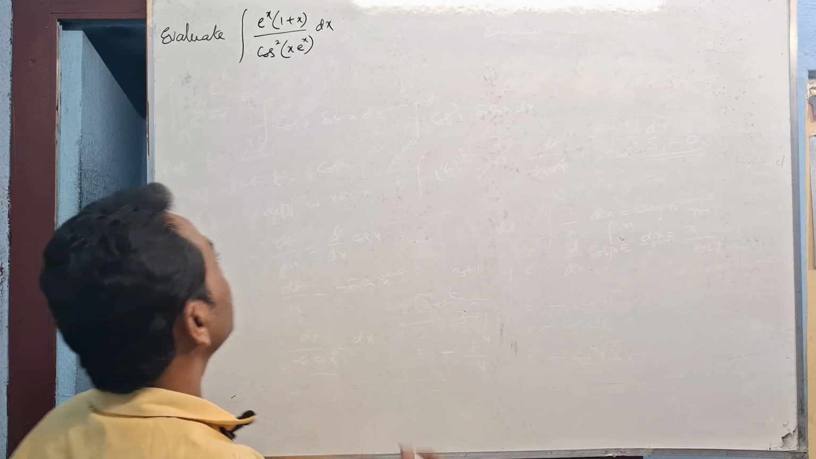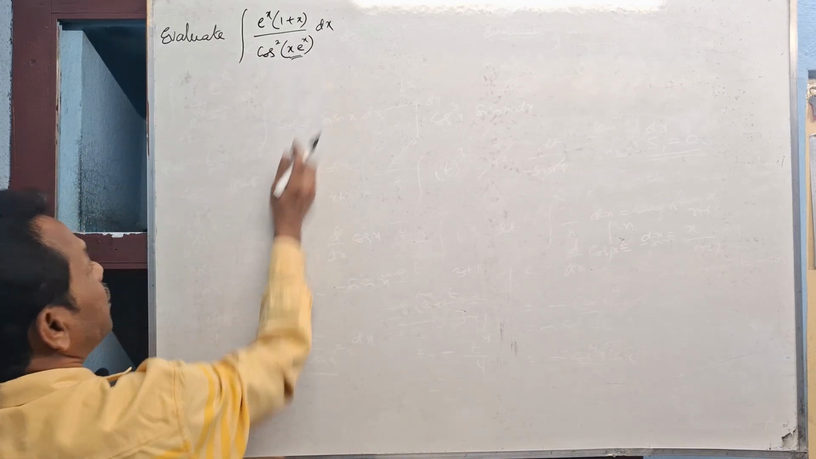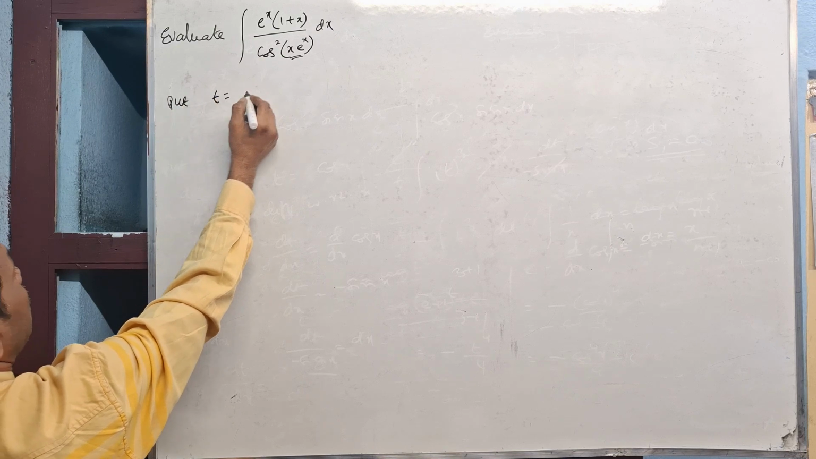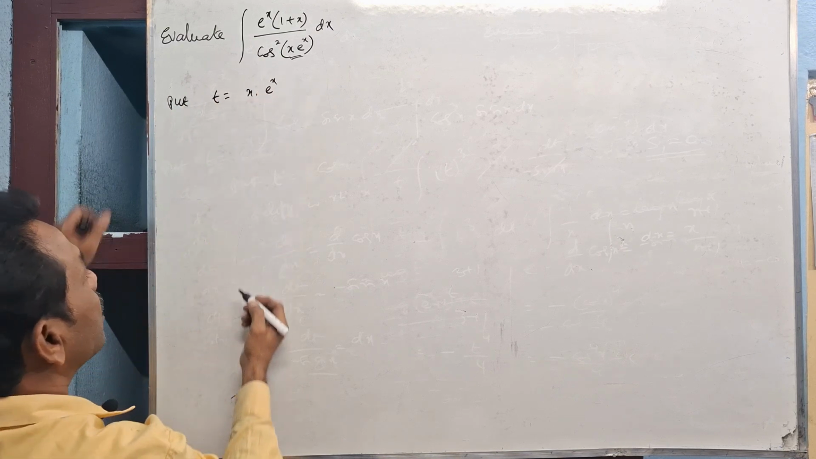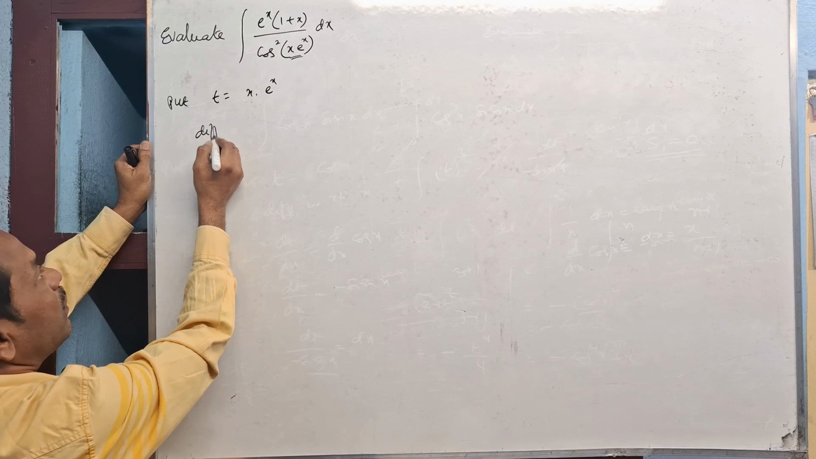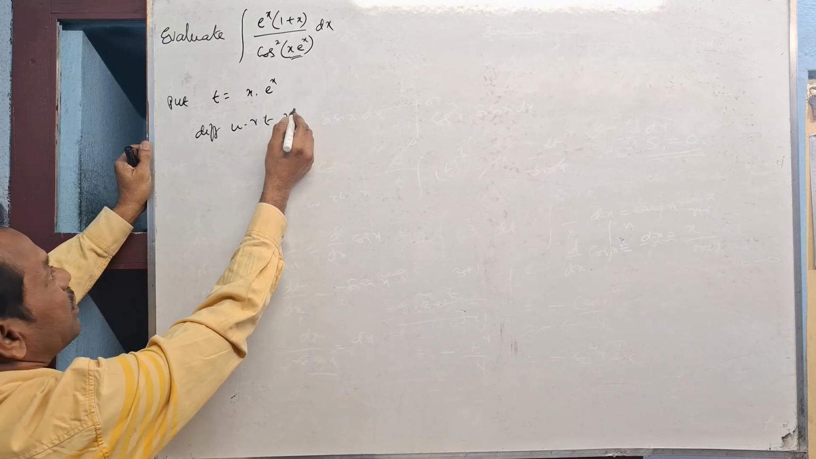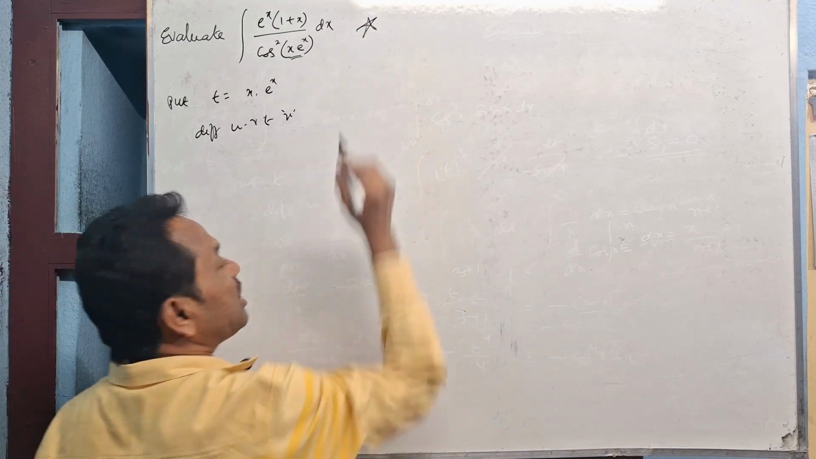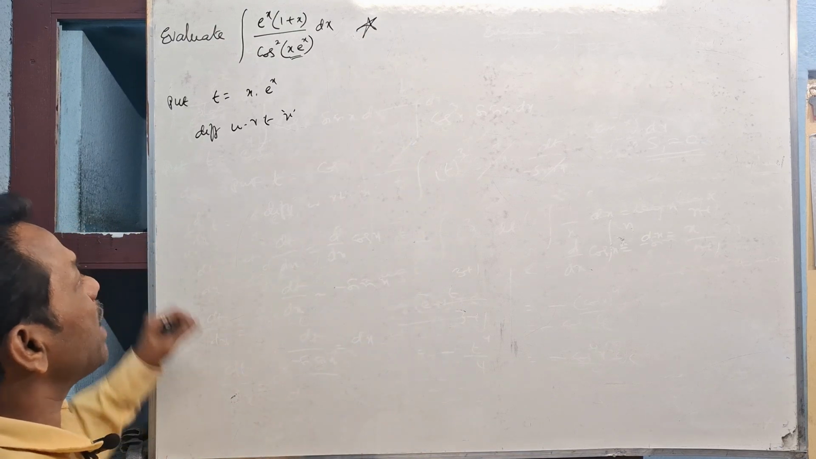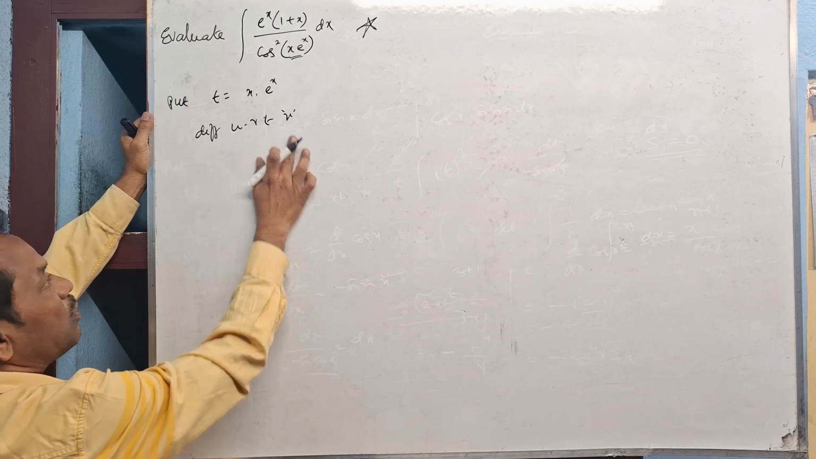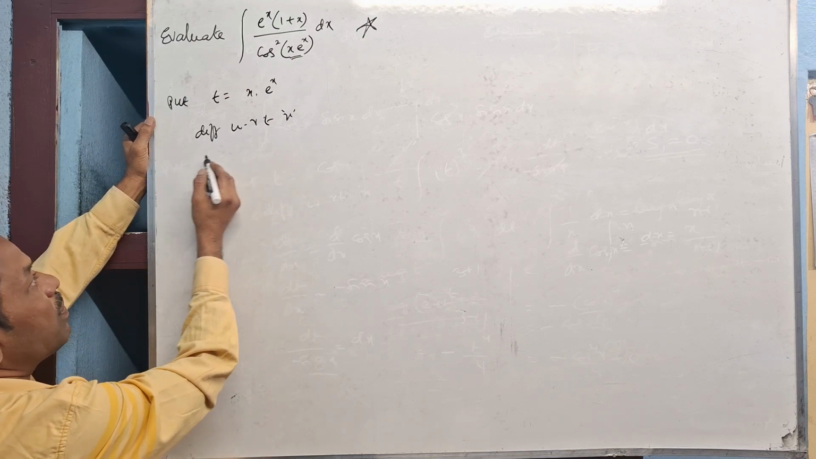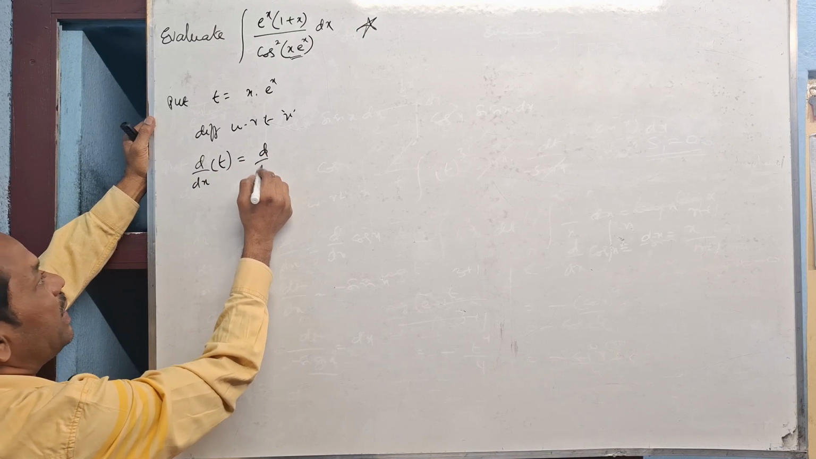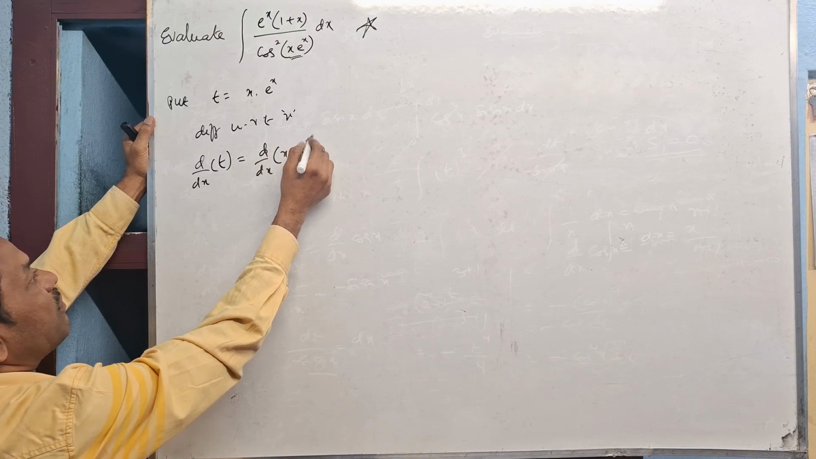In this question, let me take x into e power of x as t. So let me take t equal to x into e power of x. So differentiating with respect to x on both sides. This question is very important. Practice well to get 2 marks. So let us go for differentiating on both sides.